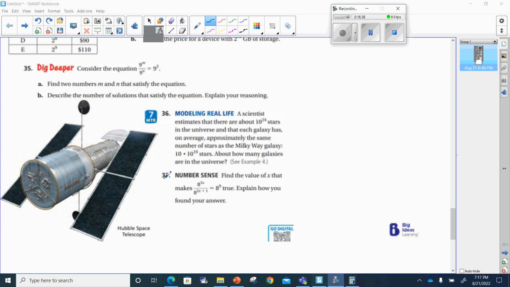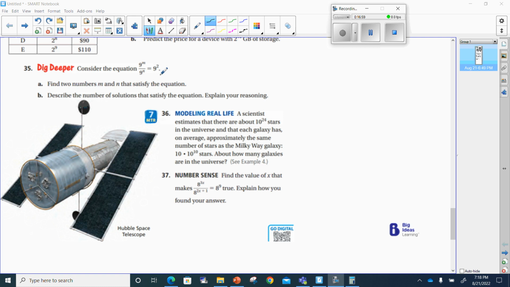All right, take that back. I see that there's actually 37 here. Let's get to A and B on 35. So let's consider the equation. It looks like 9 to the m power over 9 to the n power has to equal 9 to the 2 power. Find two numbers, m and n, that satisfy it.